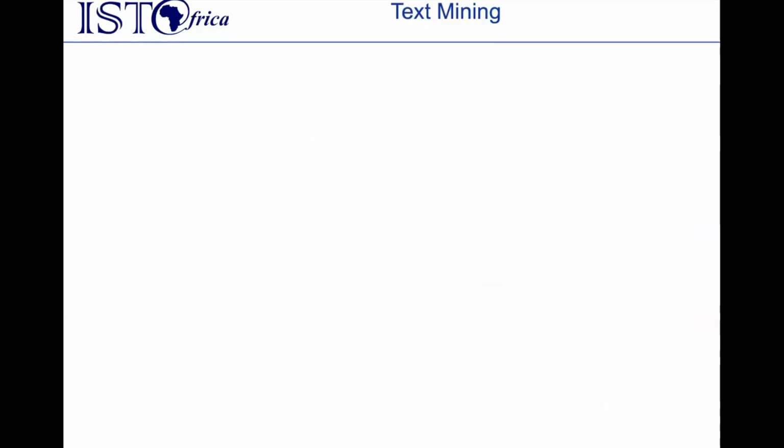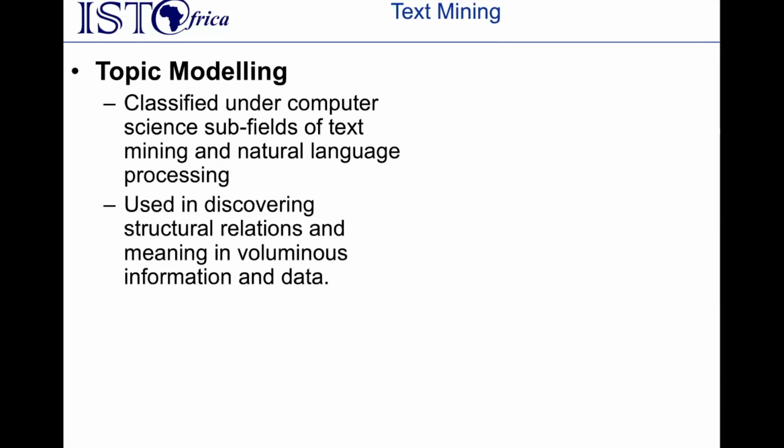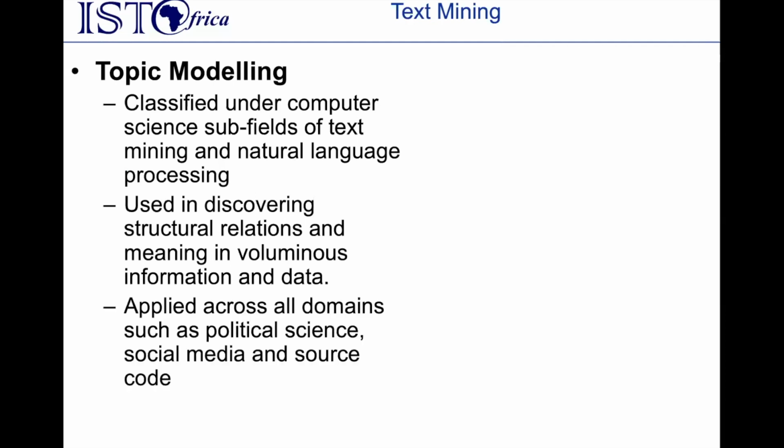The third aspect of my paper is text mining, specifically the topic modeling aspect of text mining. Theoretically, topic modeling is classified under computer science subfields of text mining and natural language processing. It's been used over years to discover structural relations and meaning of voluminous information and data. It's applied across all domains you can think of.